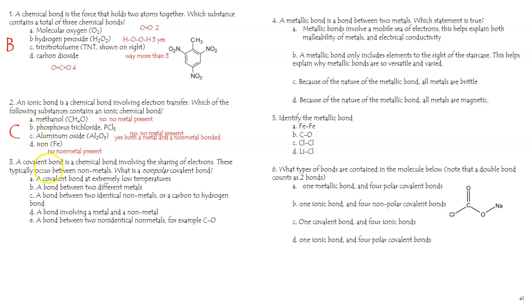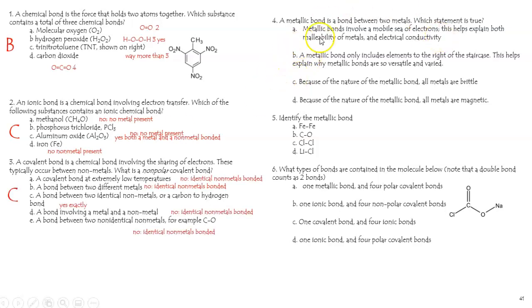And there you go. A covalent bond is a chemical bond that involves the sharing of electrons. Isn't that nice? Which typically occurs between nonmetals. What is a nonpolar covalent bond? Hopefully you've recalled that that means identical nonmetals, meaning they have equal polarity, equal desire for electrons. Or it can be a carbon-hydrogen bond. And I see that written right, there it is, right there. So C looks perfect. And there's some analysis of each of the other questions.